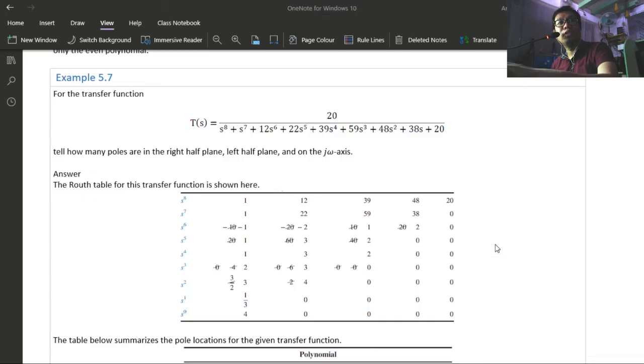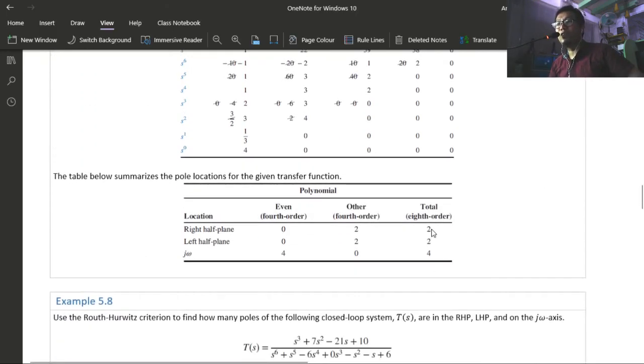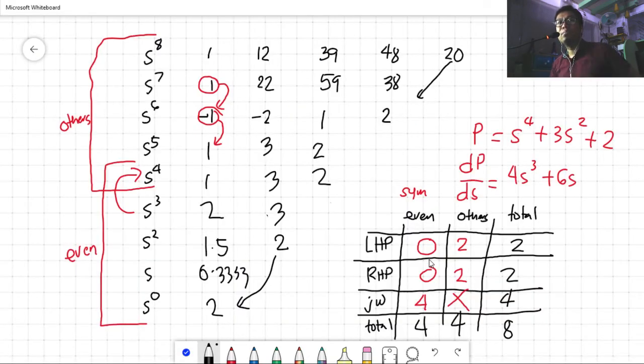Okay, so ito yung makikita natin dito. Okay, so meron kayong dalawang right half plane poles, meron kayong dalawang left half plane poles, at meron kayong apat na j omega axis. Okay, now obviously, dahil meron kayong right half plane poles dito, that should render your system to be unstable. Okay, so dahil sa presence ng right half plane poles, that should render your system to be unstable. Okay, so ayan.